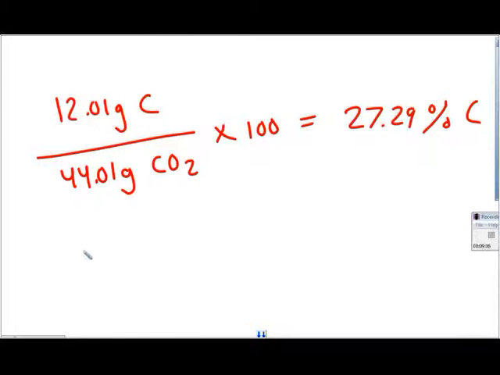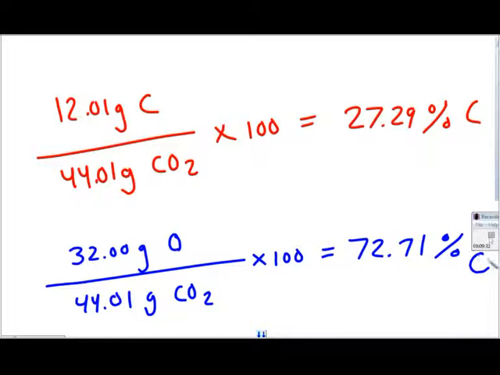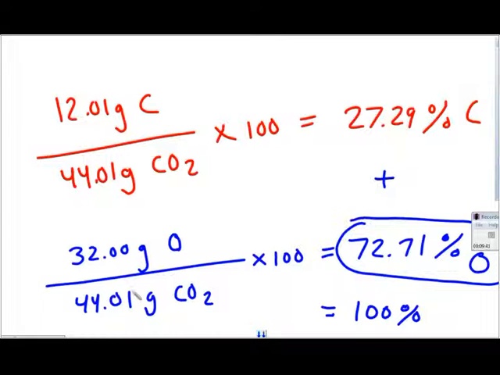Second calculation, my oxygens. My oxygens weigh 32 grams. My whole substance, my carbon dioxide gas, weighs 44.01. Times it by 100. Find out that my oxygens make up 72.71%. Add up this plus this to check. Those 2 things add up to 100%, so I know my answers are correct if I have the correct molar mass.